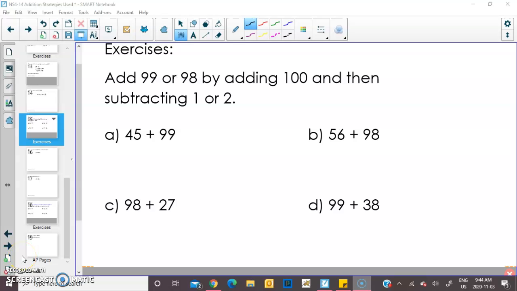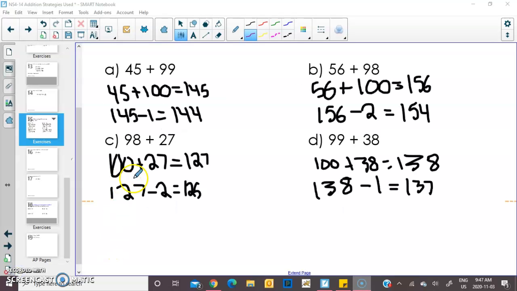I want you to pause the screen and solve A, B, C, and D by adding 100, okay? So you're either going to turn 99 or 98 into 100 and then subtract either 1 or 2, just like we've practiced. So pause that screen. Okay, let's go through these together.